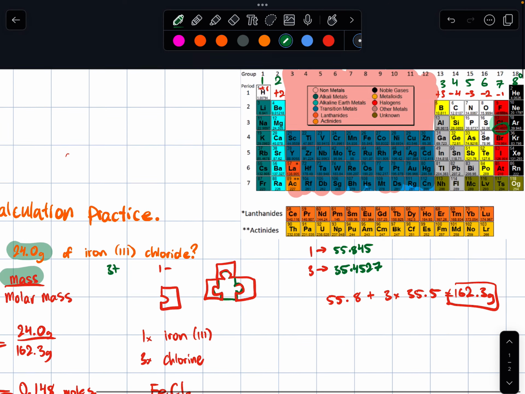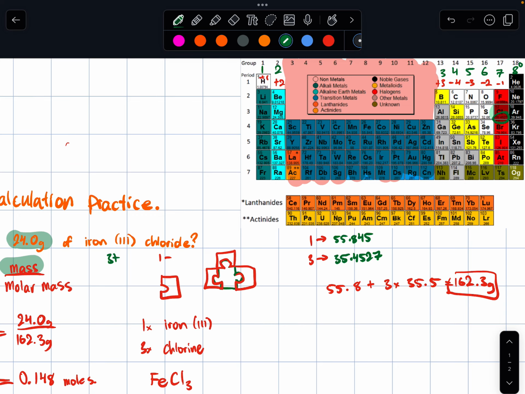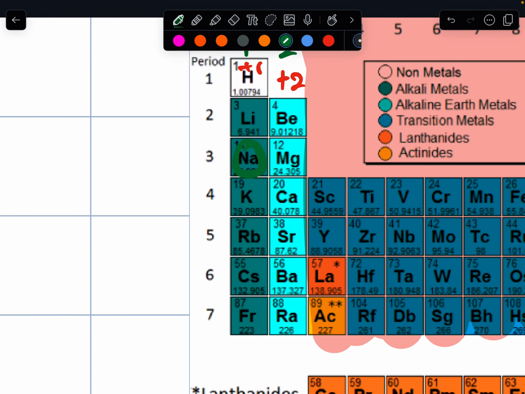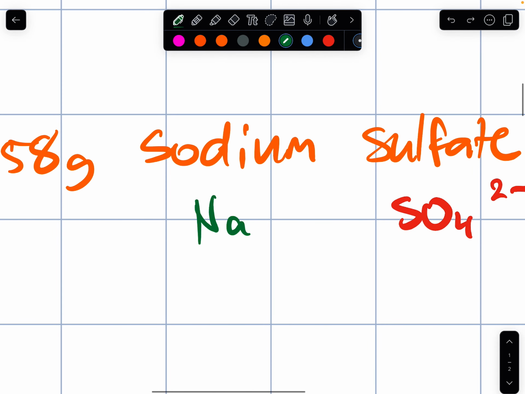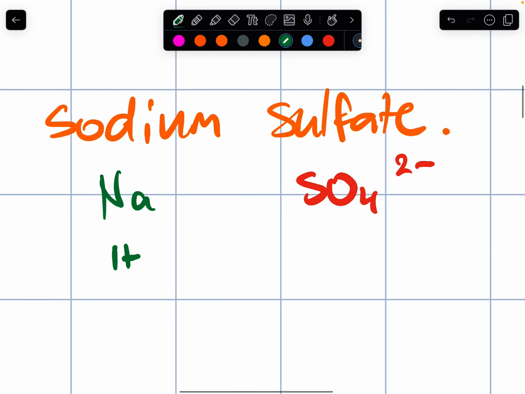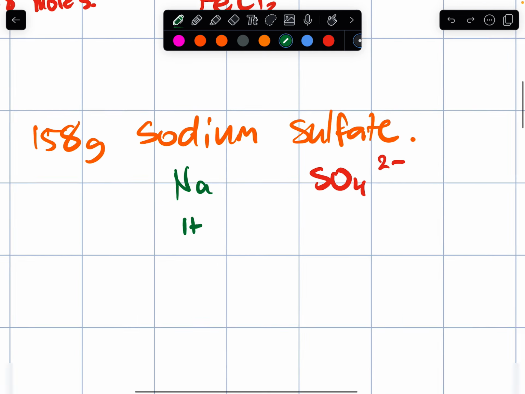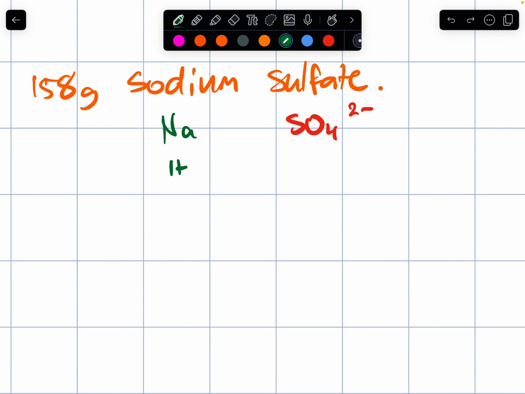Remember, Na, we go look for the charge. Where can we find Na? Well, it's in this column over here. Now that's our 1 plus column. So Na has a charge of 1 plus. We already know that this is 2 minus. And so if we look at those puzzle pieces again, this sticks out 1, and this goes in. That's going in, and this goes in.